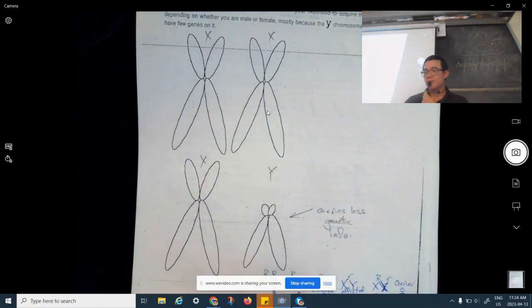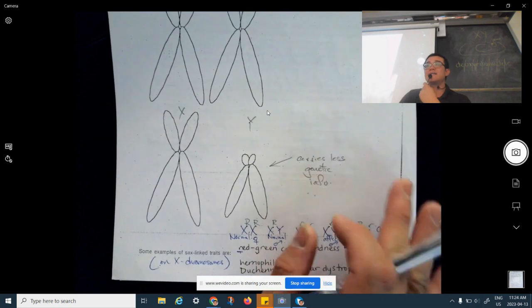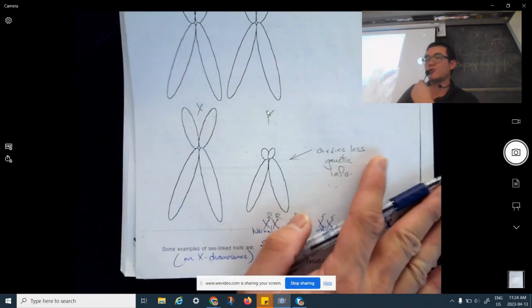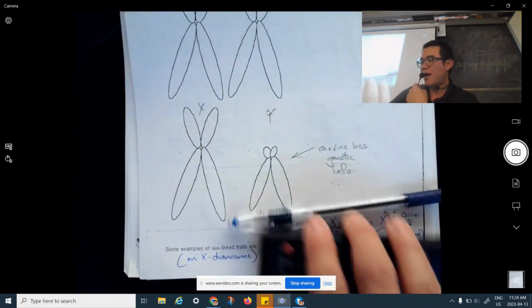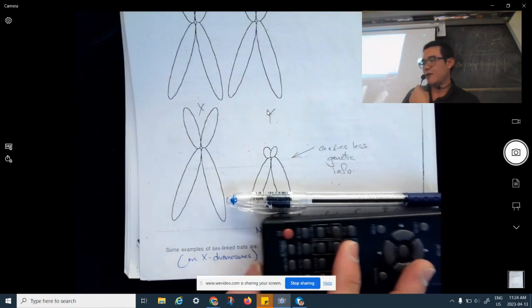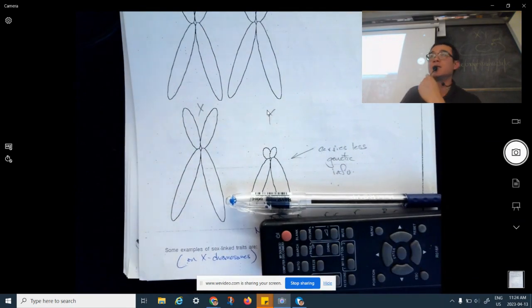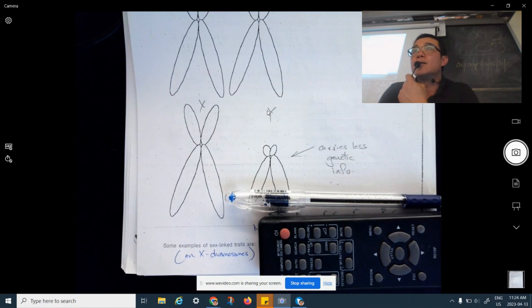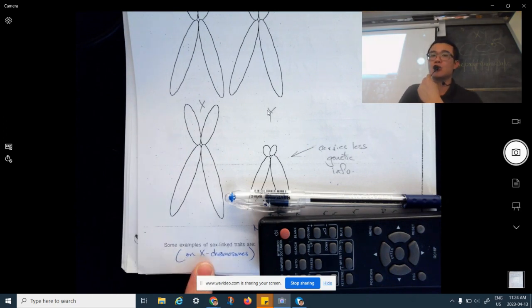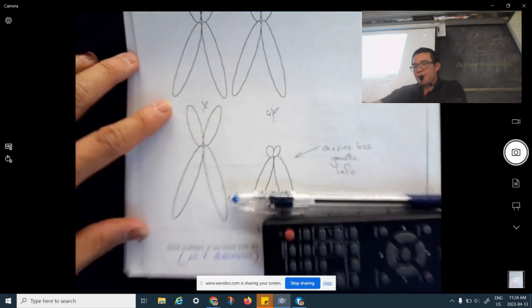But now, when we're talking about sex-linked traits, in every single high school syllabus that I've encountered, Ontario, Quebec, AP for American, IB or A level, when they talk about sex-linked traits, they only talk about the sex-linked traits that are on the X chromosome. And so we will focus on that, okay?